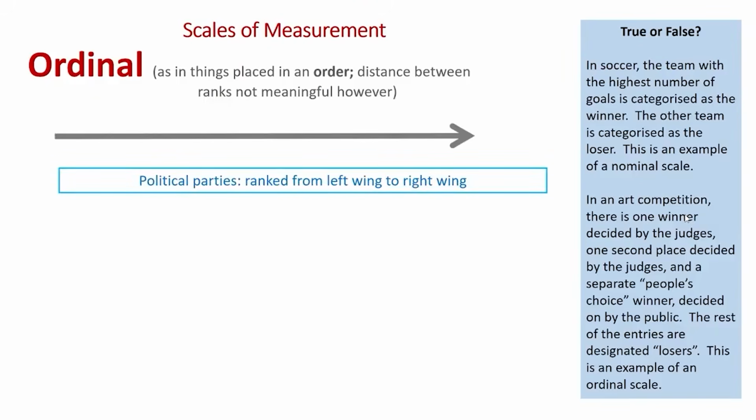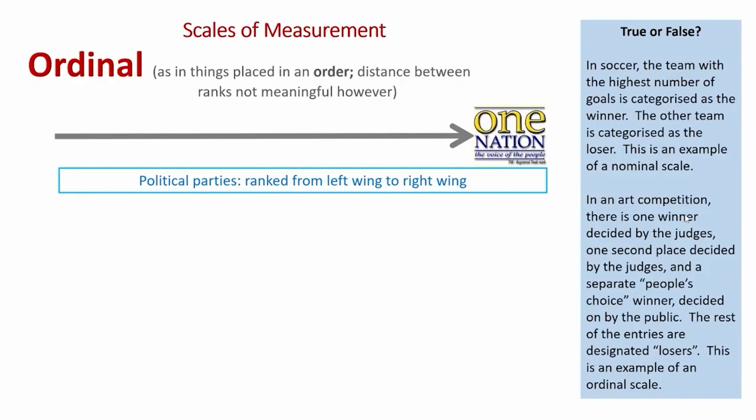Political parties. We can probably take political parties and we can usually rank them from left wing to right wing in a way that most people would probably agree with. Okay, so here we go. So some Australian political parties for you.